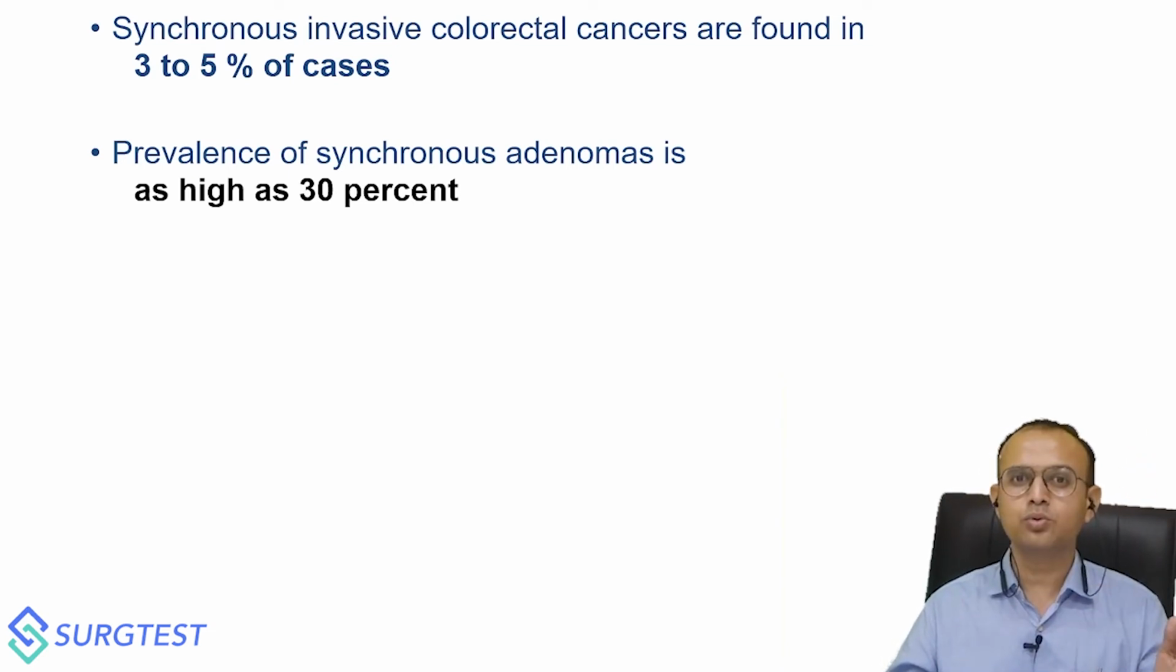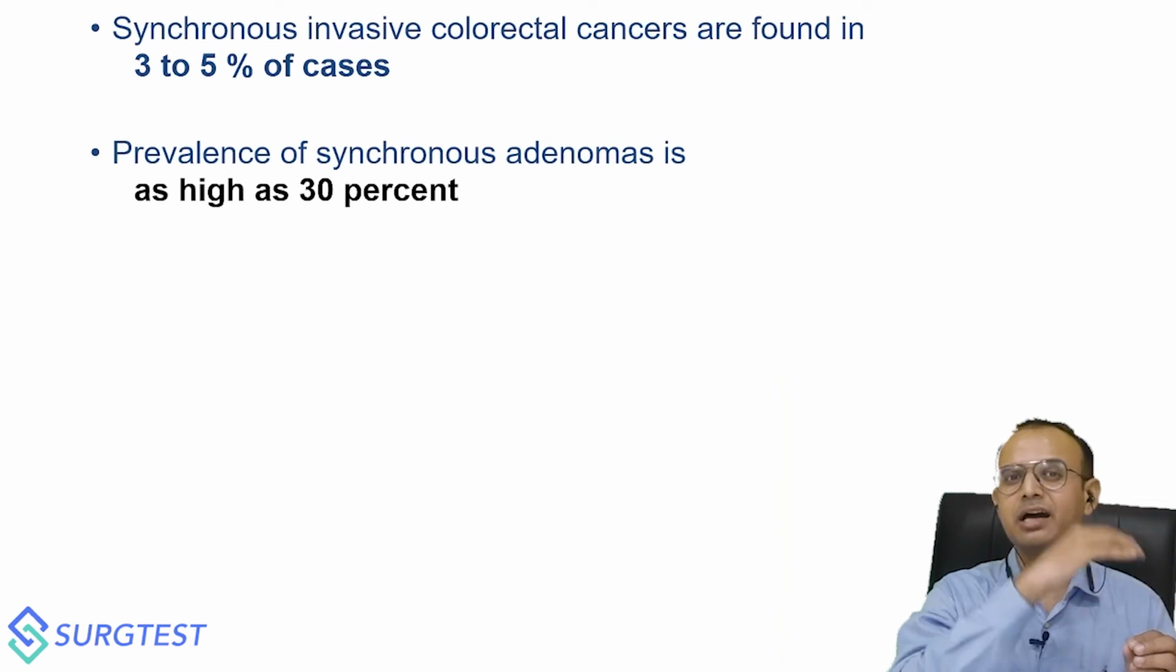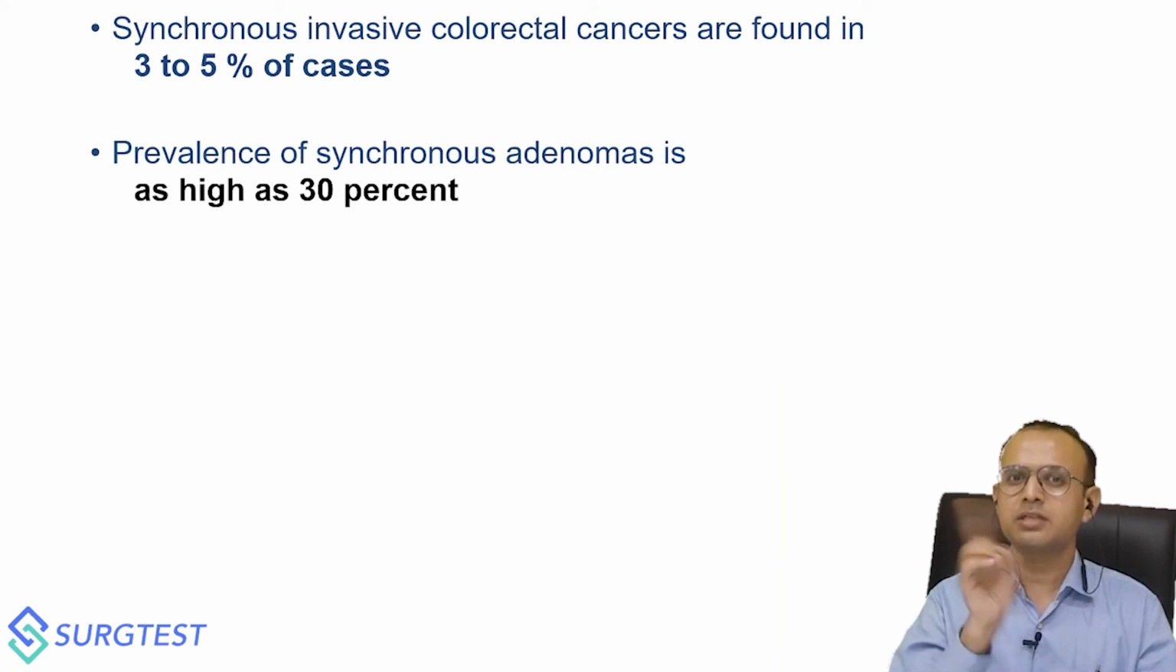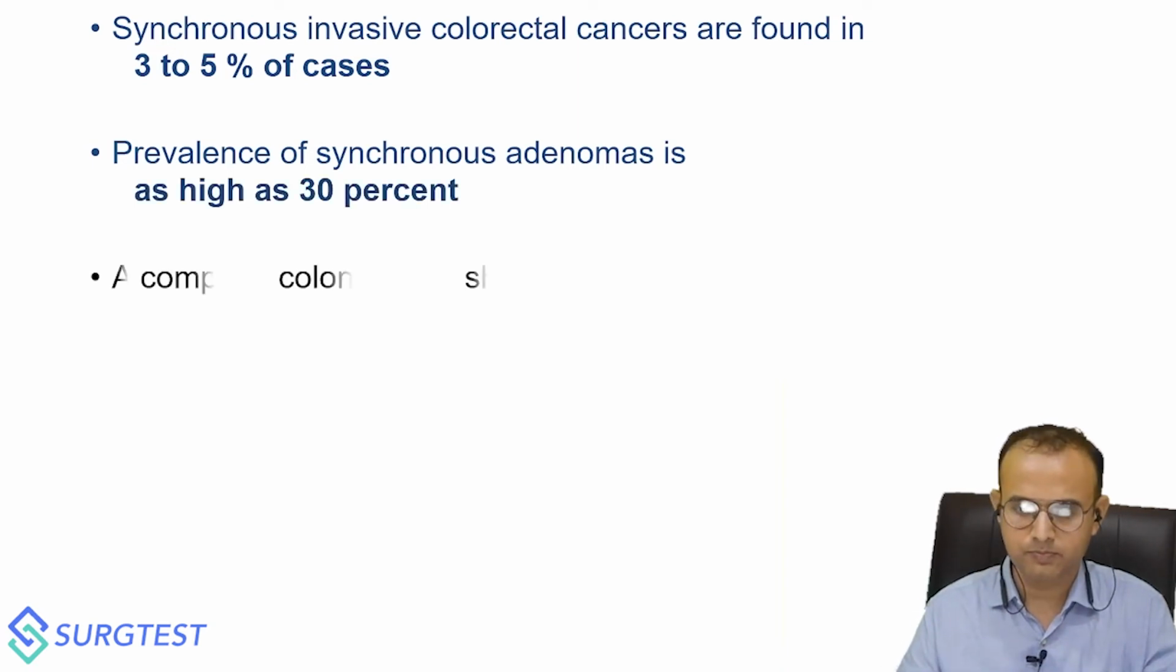And also, in 3 to 5% of patients we may surprisingly get cancer on the other side also. For that reason, if we have one cancer in the colon, definitely we screen the whole colon to detect synchronous adenoma in 30% and synchronous cancer in 3 to 5% of colorectal cancers.